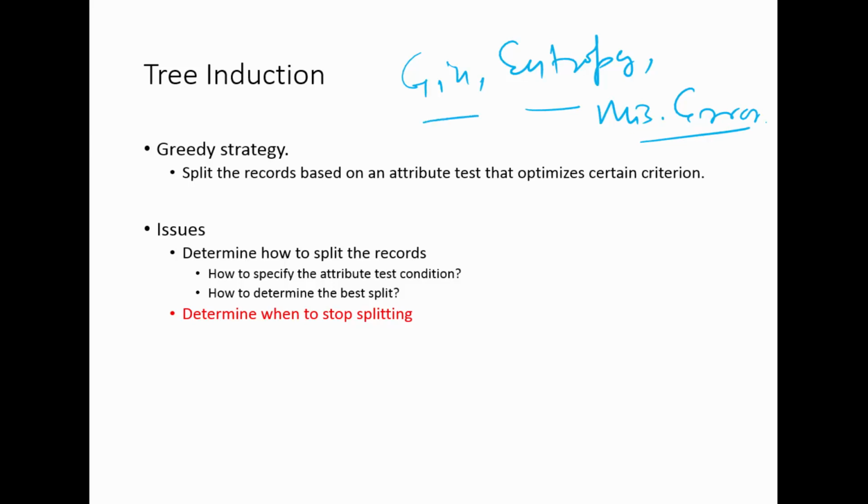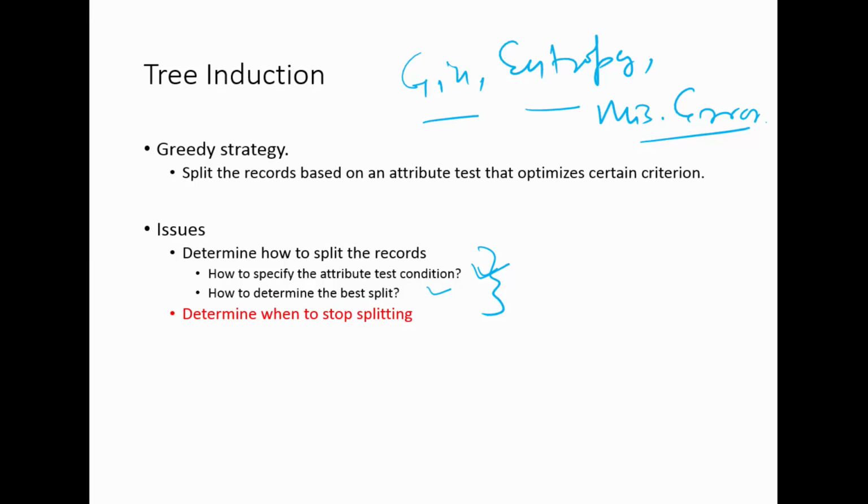So what we have learned so far is that Gini, entropy and misclassification error can be used in order to find out attributes, number of splits and thresholds in a decision tree. And that's exactly what is needed, right? Remember the slides that we have seen in the beginning? We were interested in these three: how to specify the attribute test condition and how to determine the best splits.